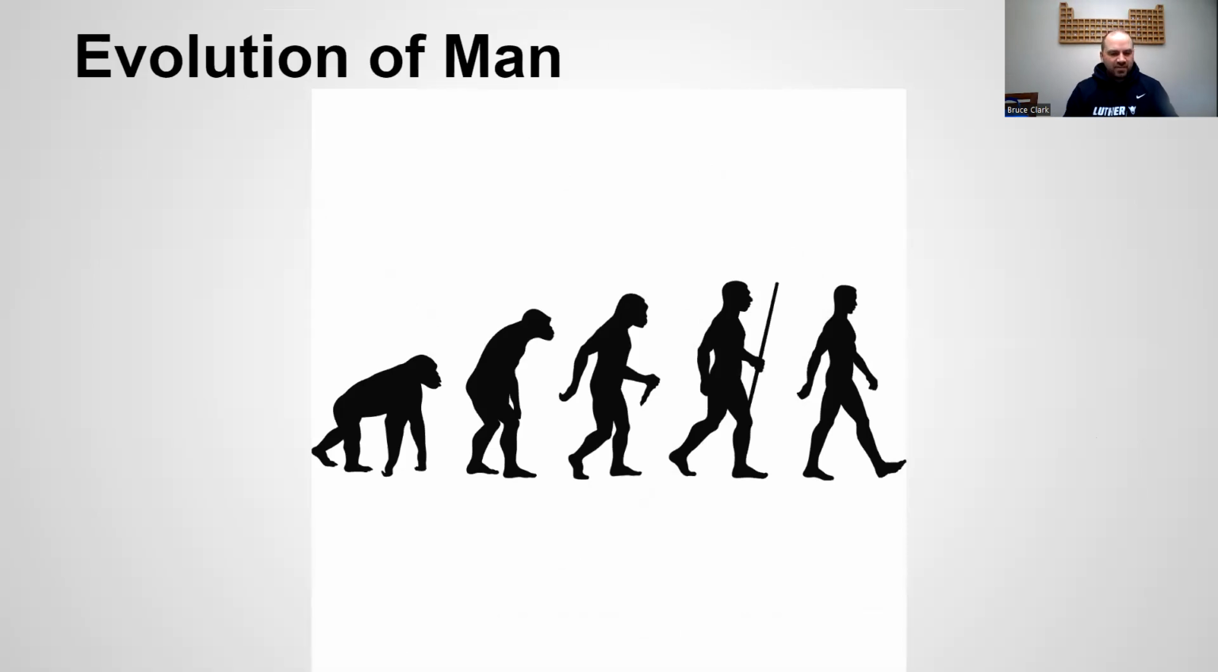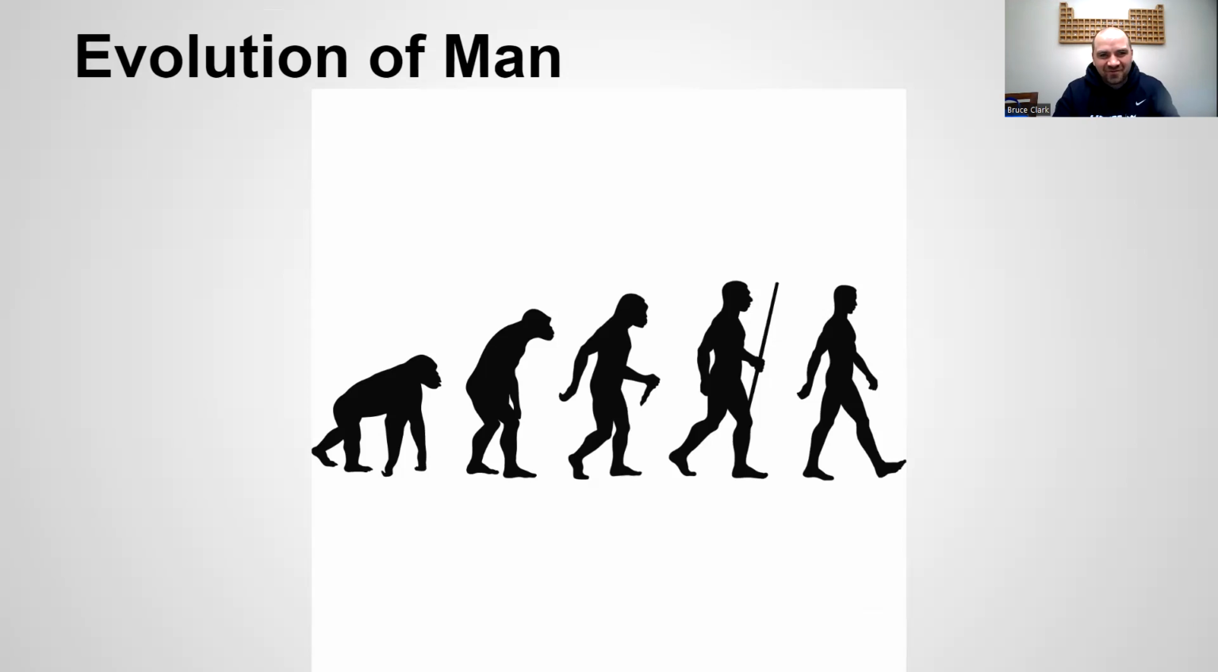Now you've seen an image like this before. I don't like this image. It's wrong. It shows a chimpanzee that stands halfway up, and then stands all the way up, and then it's walking with a stick, and then it's just walking. That's not correct. It wasn't a direct path from chimpanzee to man. In fact, chimpanzees were never on our path. They are our distant cousins.